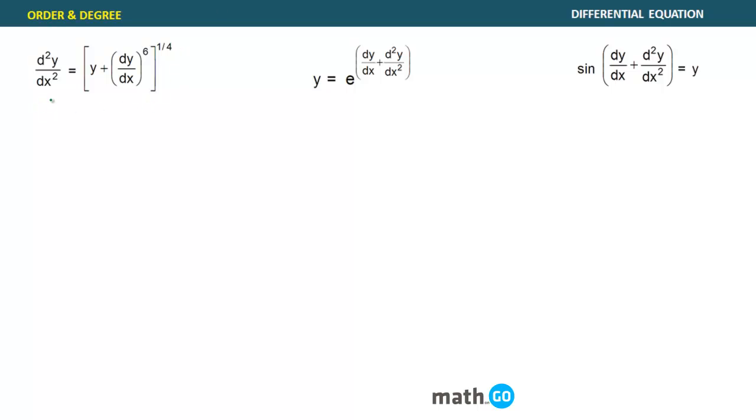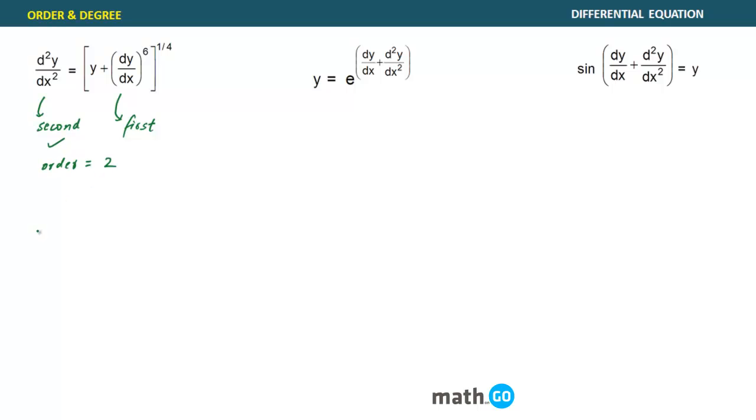Here, if you see in this question, the highest derivative term is the second derivative. This is the second derivative, right? And this is the first derivative. So what is the order then? Order is the highest order. The highest order is second order, right? Can you see this?